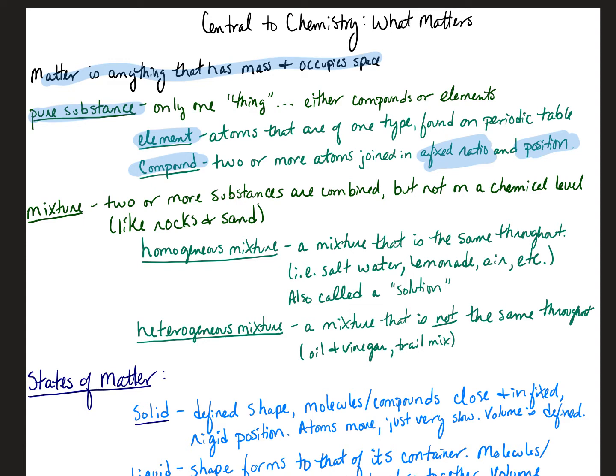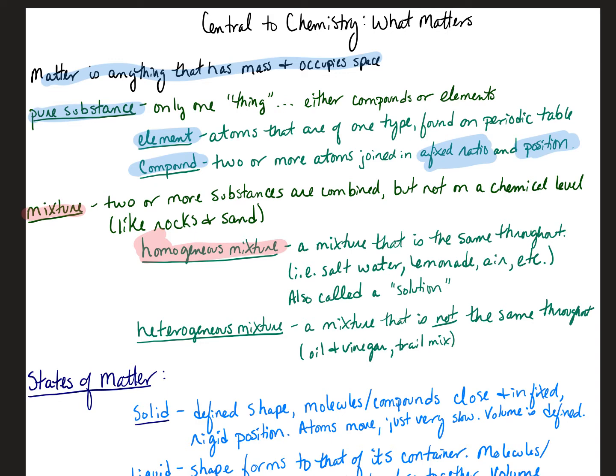Okay, so next we have mixtures. Mixtures are 2 or more substances that are combined, and we can have those occur in different ways as well. So we can have a homogeneous mixture. A homogeneous mixture is something that has the same consistency throughout. It could be salt water, lemonade. Air is a mixture of different gases.